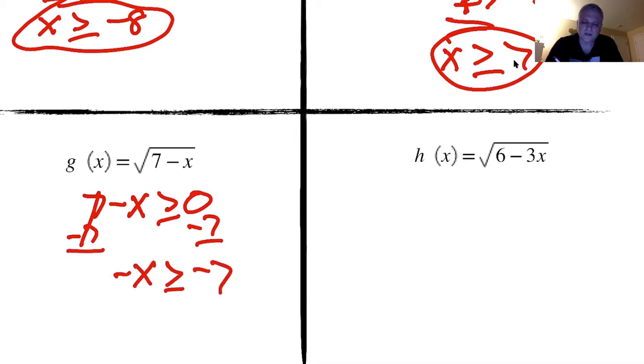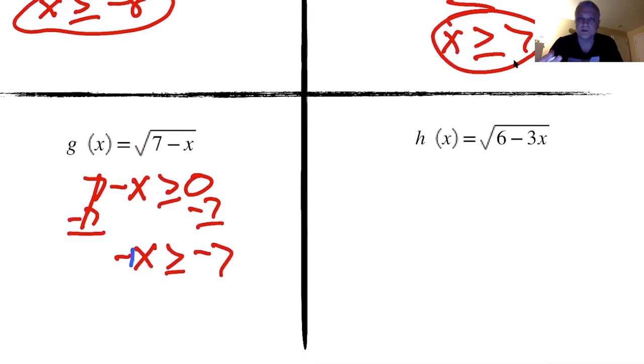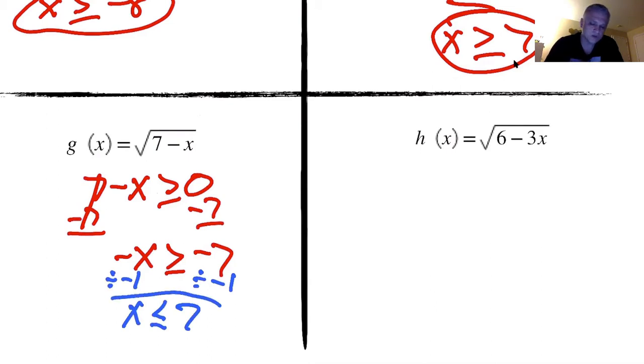Well, I don't want negative x, I want x. So that's negative 1 times x, like invisible math. There's a 1 there, we just don't write it. So I'm going to divide both sides of the inequality by negative 1. So x, 7, and then we divide by a negative. So the rule is we change the direction of our inequality.